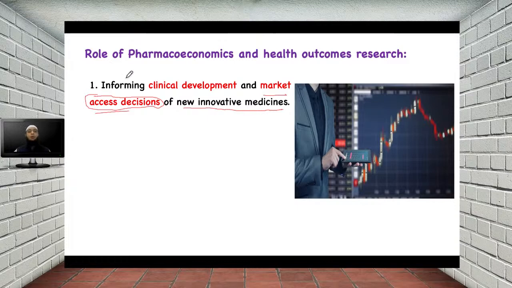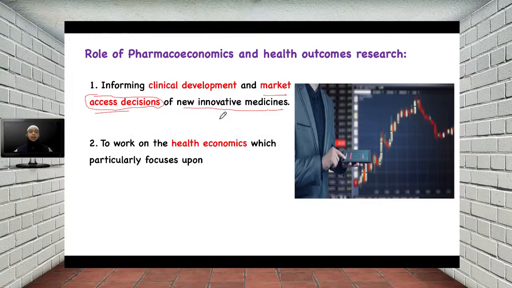So the main role of pharmacoeconomics is informing the clinical development and market access decision of a new innovative medicine. Secondly, it also works on health economics, which particularly focuses on the cost and the benefit of the drug. Now what do we mean by the cost and benefit of health economics? Remember that when the price regulatory authority of India, or of any country, gives approval of a certain price for selling that drug, that approval is based on certain analysis and certain data submitted by that pharmaceutical company.